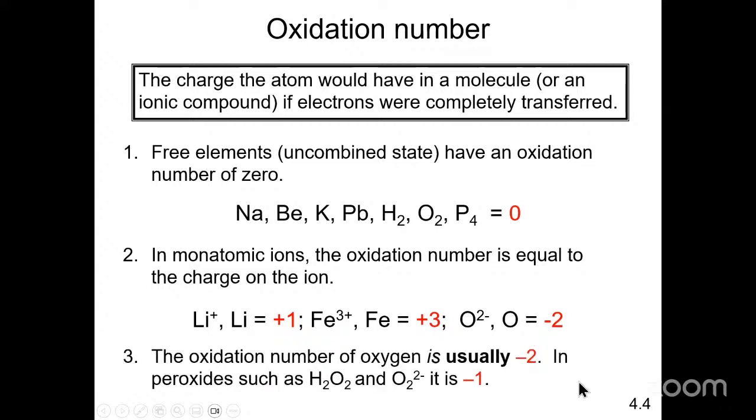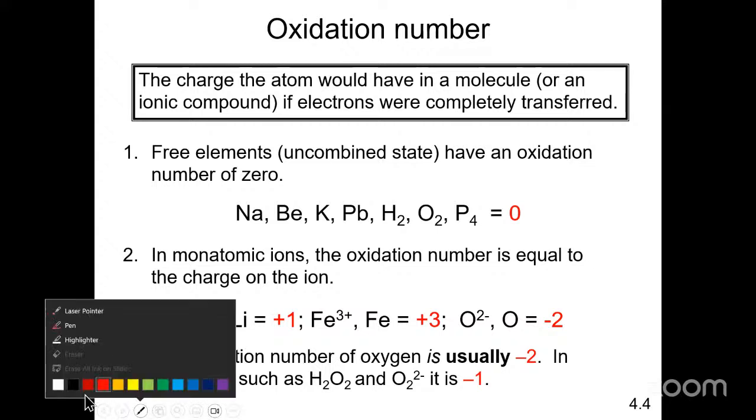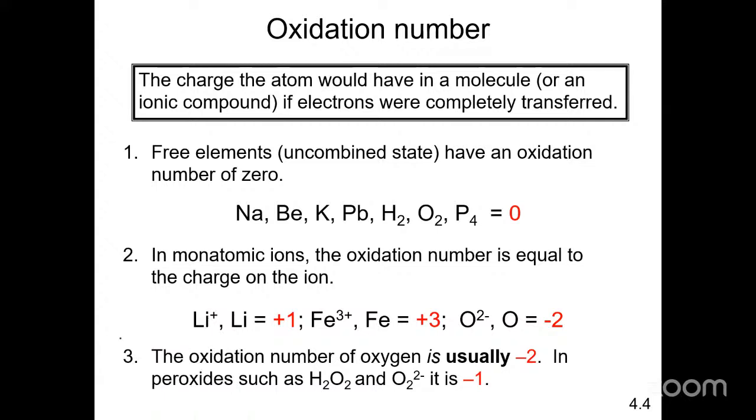Okay, so here we get to rule number 3. This rule specifically deals with oxygen when combined with other elements. The oxidation number of oxygen is usually -2 in their compounds. So in other words, if oxygen is in a compound, then the oxidation number of oxygen in those compounds is usually -2.